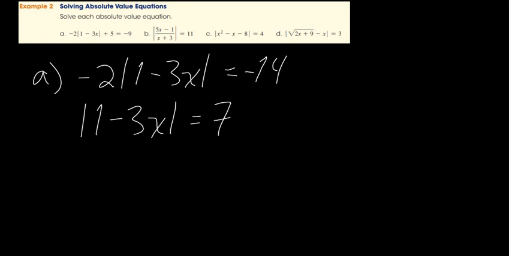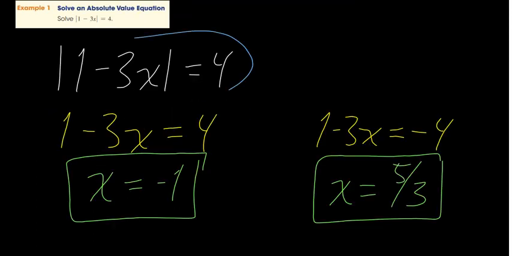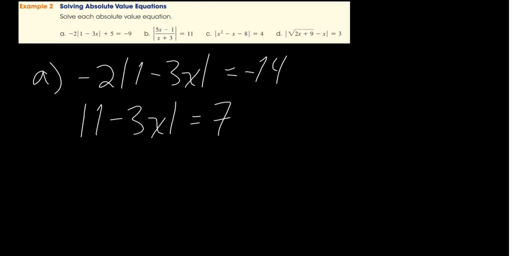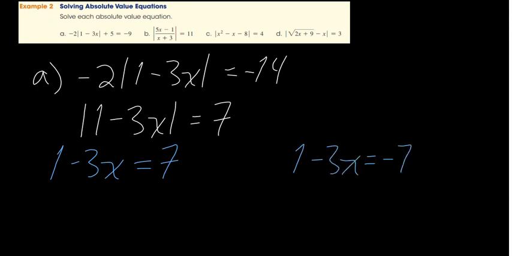All right. Now at this point, I can set this up as two equations, because this looks like the previous problem. One equation is going to be 1 minus 3x is equal to positive 7, so basically just rewriting it, just dropping the absolute value symbols. And next we're going to do 1 minus 3x is equal to a negative 7, of course just changing the sign there.